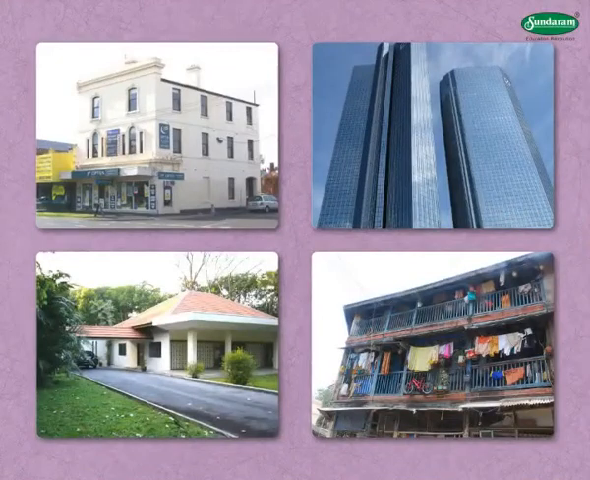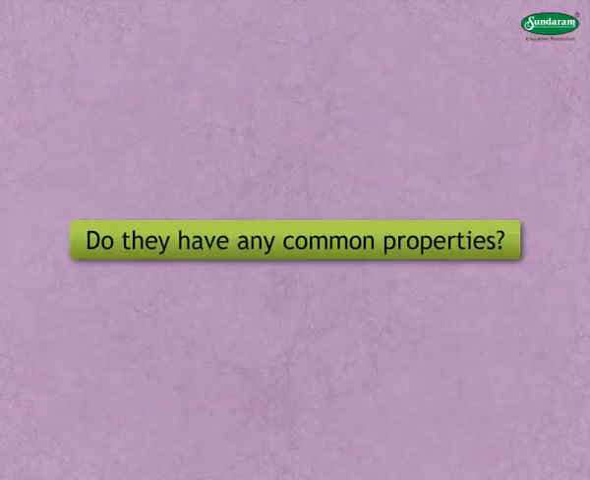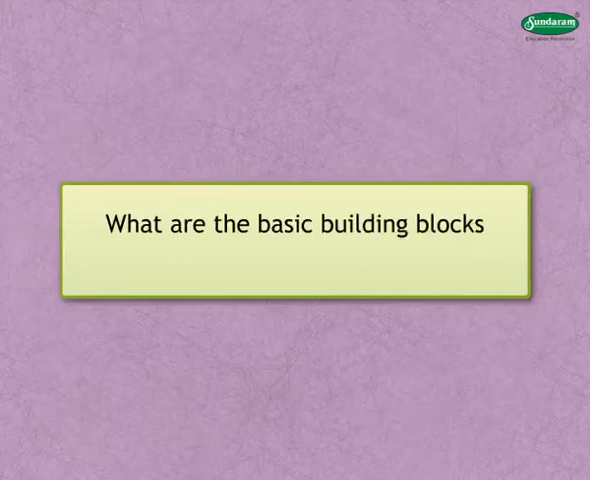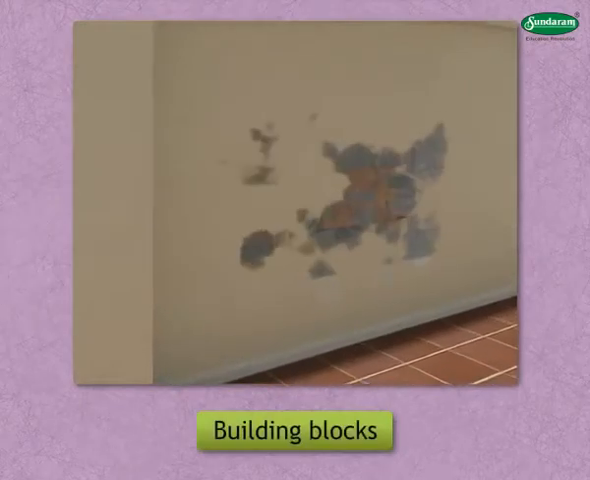Students, you must have seen small buildings and tall towers, bungalows and chawls. They look very different from each other. Do they have any common properties? What are the basic building blocks used to construct them? Every structure is made up of certain building blocks.